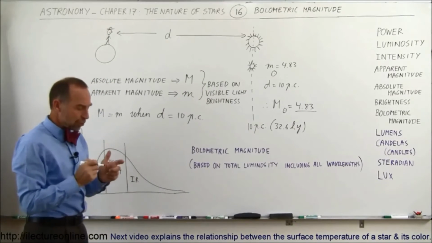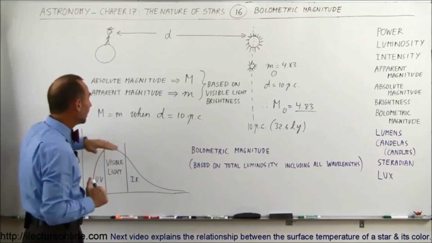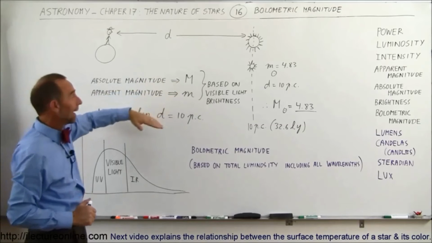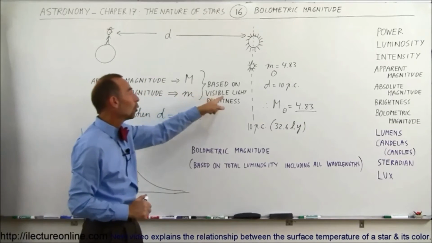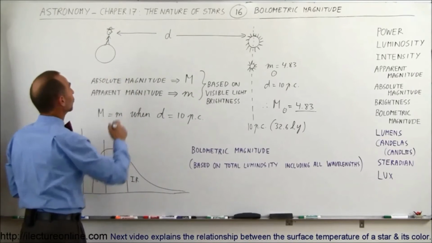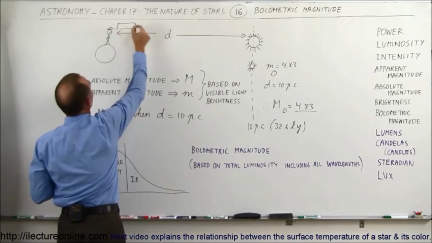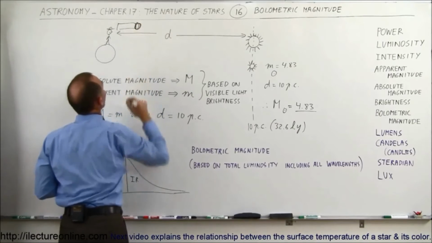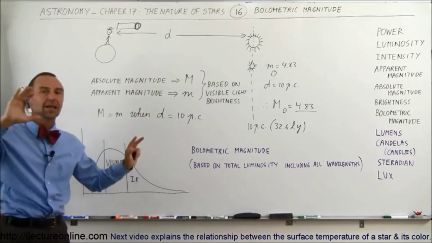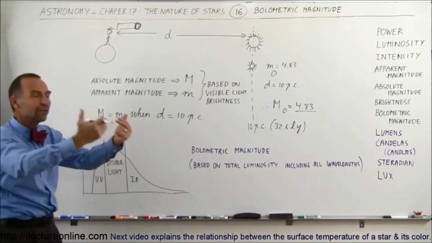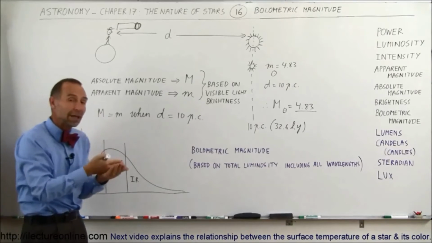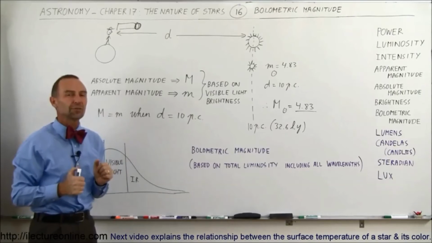Now, the bolometric magnitude is something similar to that. First of all, what we can say is that these magnitudes, the apparent and the absolute magnitude, are based on only the visible light that we receive from the star. So what we do is we observe this with a telescope, and then we put a filter on there. Typically, we put a filter that allows visible light to pass through and blocks out infrared and blocks out UV. And so only the visible light gets through, and so we base the apparent magnitude and therefore the absolute magnitude on just the visible light we receive from the star.